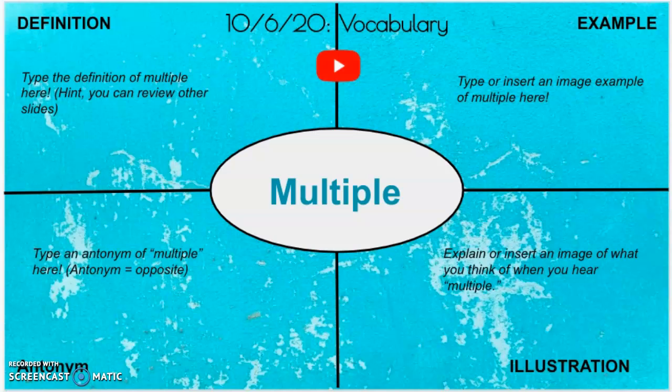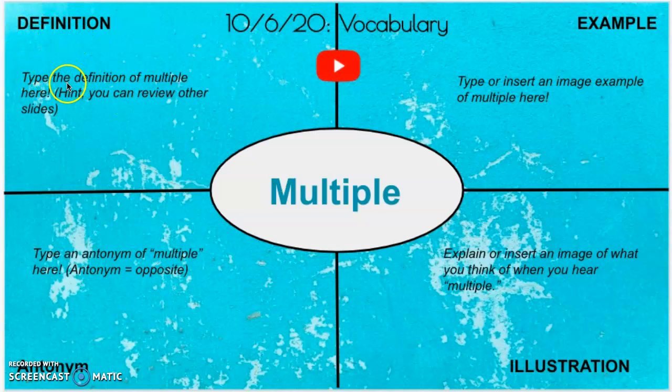October 6th, 2020 vocabulary. So we have 4 boxes here, and these 4 boxes are all going to work with our vocabulary word, which is multiple. So multiple. So the definition.